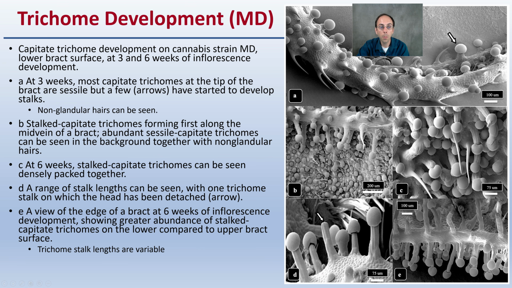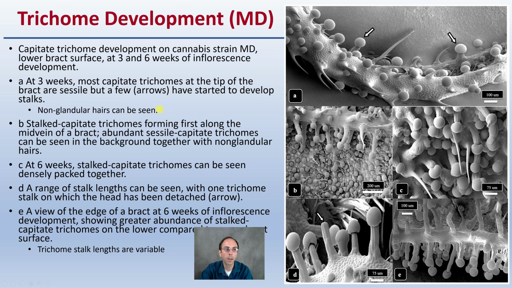Now looking at trichome development, let me move myself out of the way here. The capitate trichome development, again, we're looking still at Moby Dick, lower bract surface, 3 to 6 weeks. At 3 weeks, most capitate trichomes at the tip of the bract are sessile, but a few, you can see with the arrows, have started to develop stalks. So early on in development, and we're seeing some progressing, or what they will progress to. Non-glandular trichome hairs can be seen. They look like thorns, but this is a microscopic view, so they look larger.